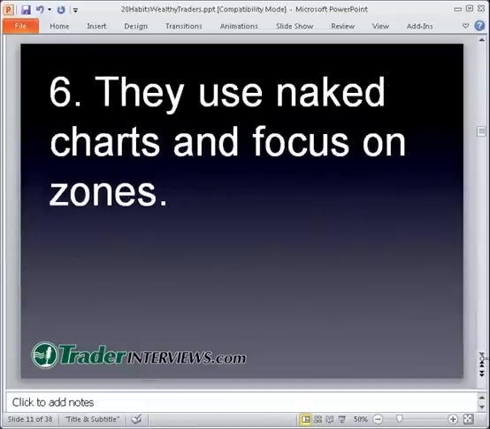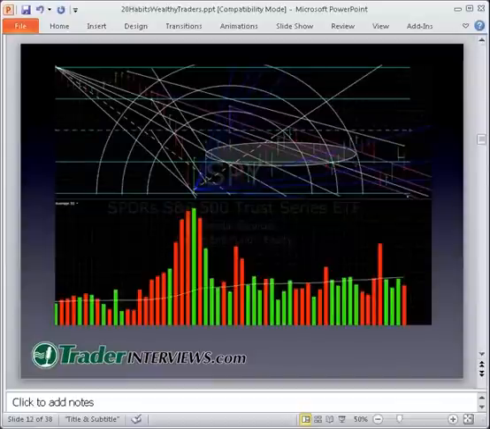All right, number 6. They use naked charts and focus on zones. So what do I mean by naked charts? This next slide shows you pretty much my charts when I first started out trading. I've got arcs, I've got pitchforks, I've got rays, I can't even see the bars in there anymore. Excuse me, I just swore on a webinar. I'm not supposed to do that. I cannot see my price bars in there. I can see the volume, that's okay. But at some point, we all go through this thing where we pack all these indicators onto our charts so much so that we can barely see the price bars anymore. The one thing that matters, and we can't see it because there's so much garbage on the screen.